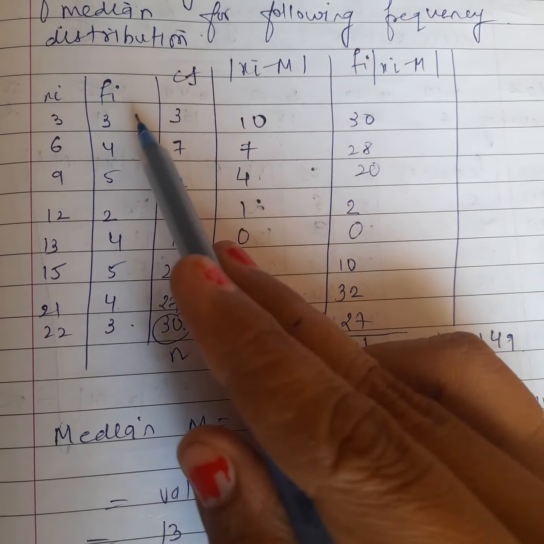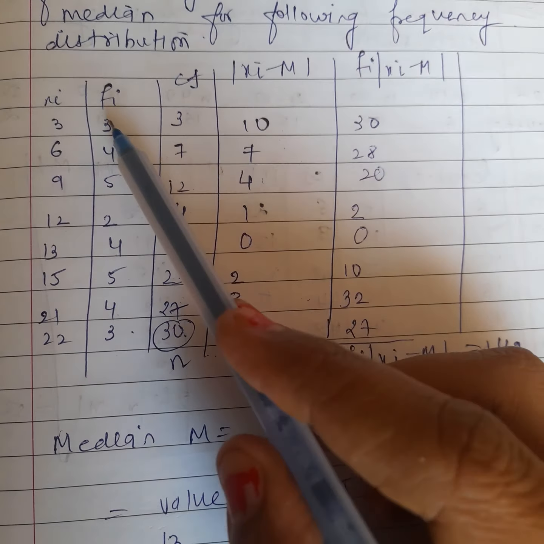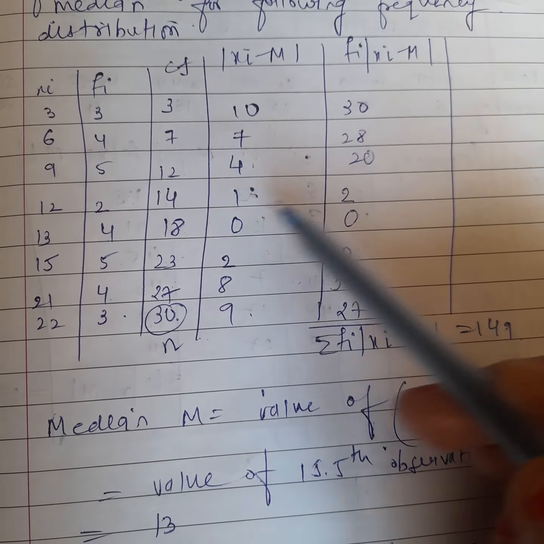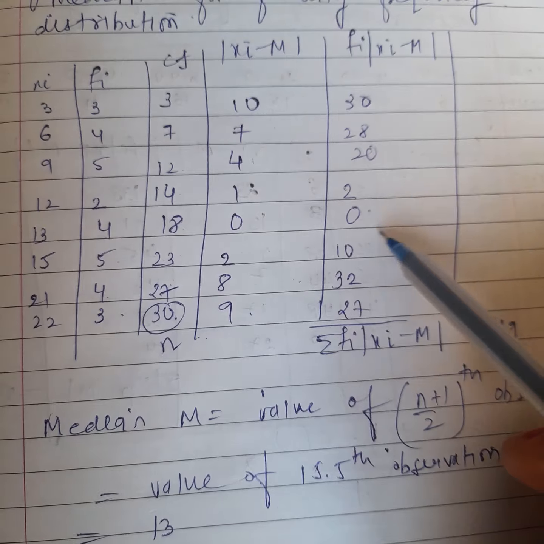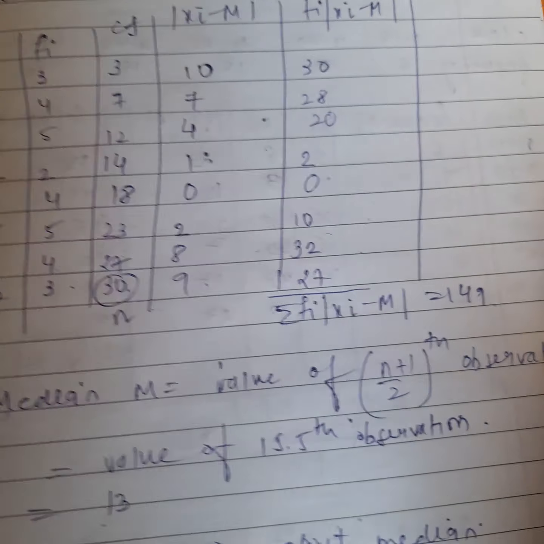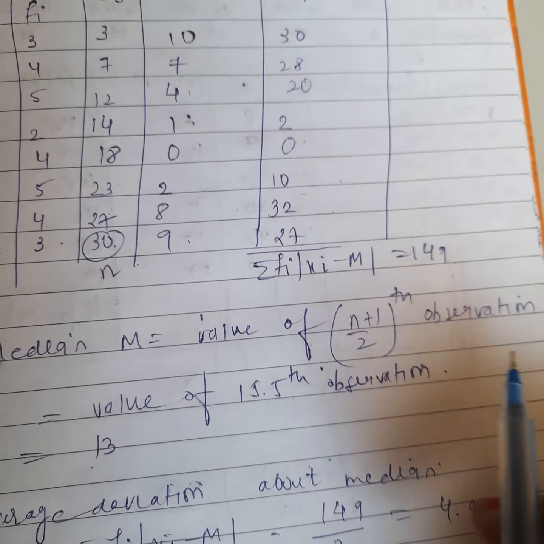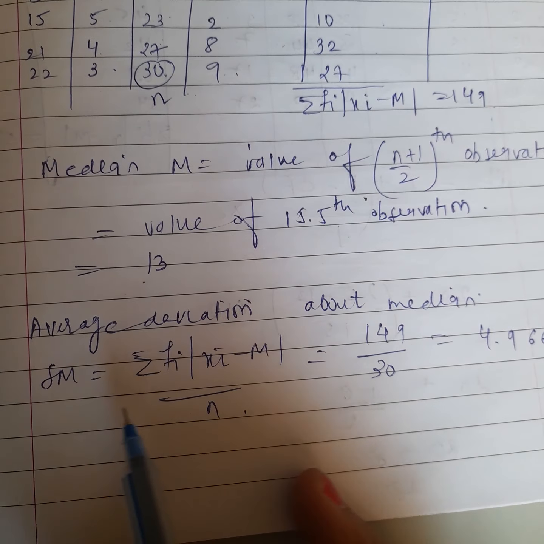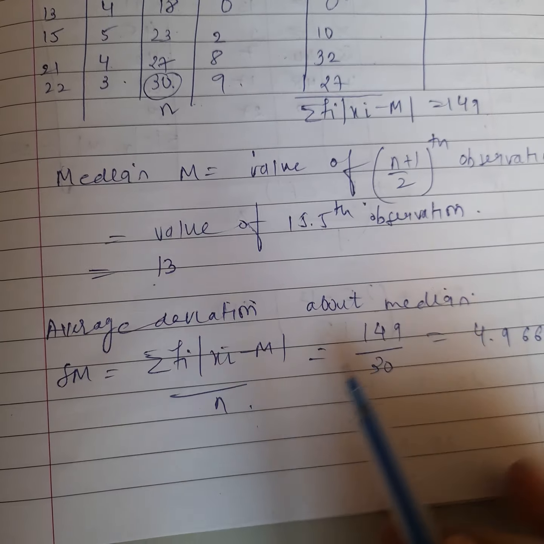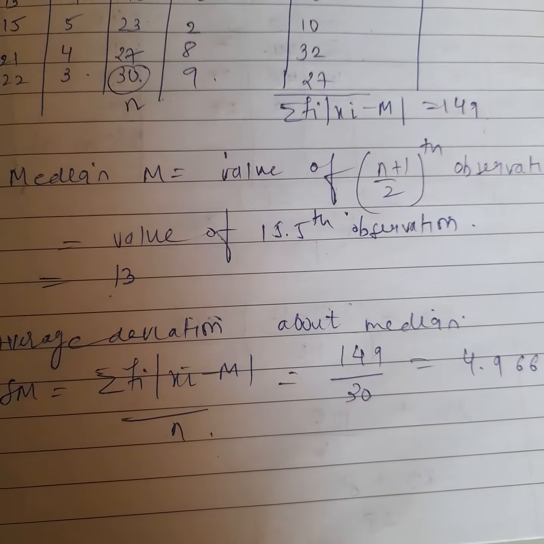Then this column is multiplied with the second column and we find fi into mod of xi minus M. So 3 into 10 is 30, 4 into 7 is 28, 5 into 4 is 20, 2 into 1 is 2, 4 into 0 is 0, 5 into 2 is 10, 4 into 8 is 32, 3 into 9 is 27. The total of this gives us 149. After doing the addition, we can calculate the average deviation using the formula delta M equals sigma fi into mod of xi minus M divided by n. So 149 divided by 30 is 4.966.